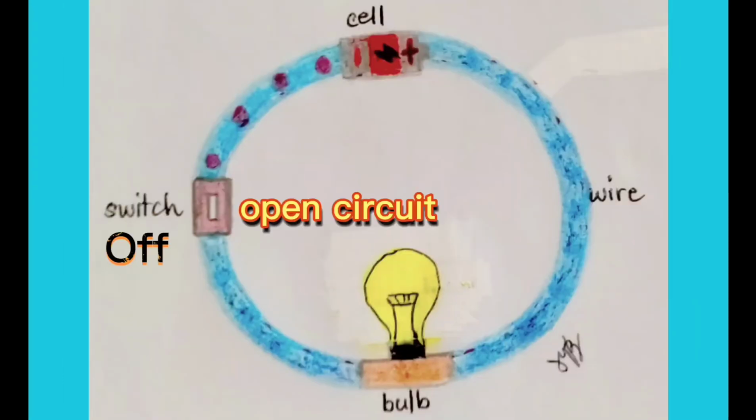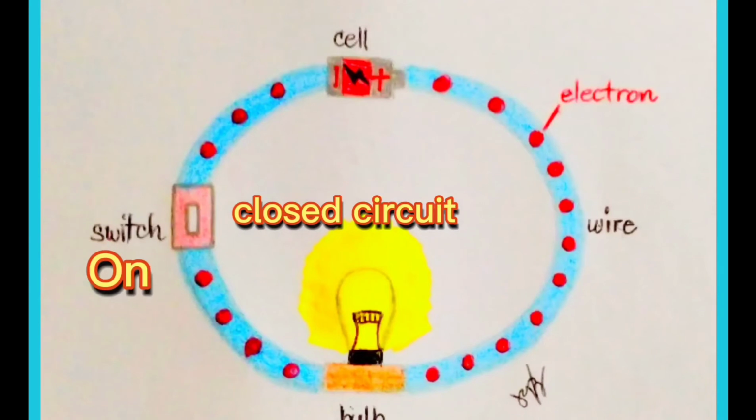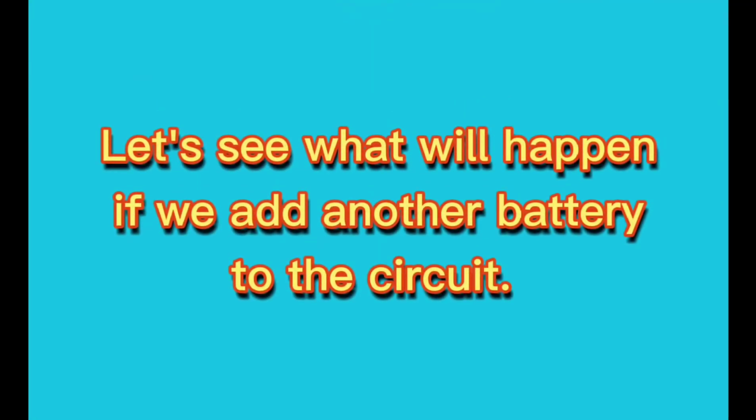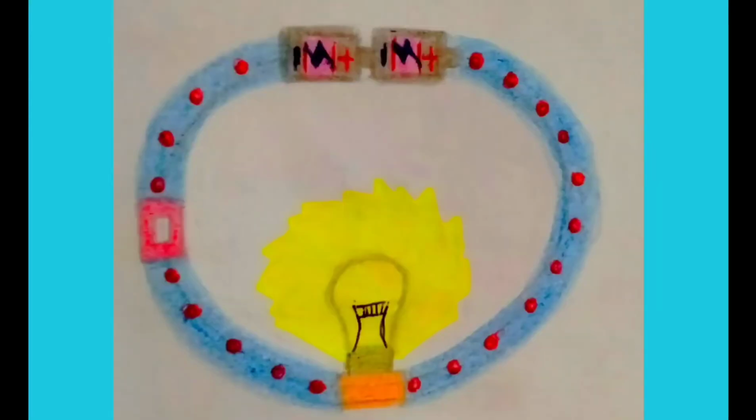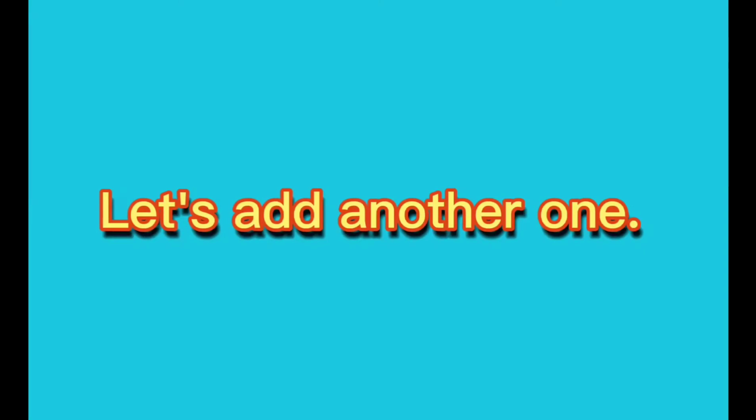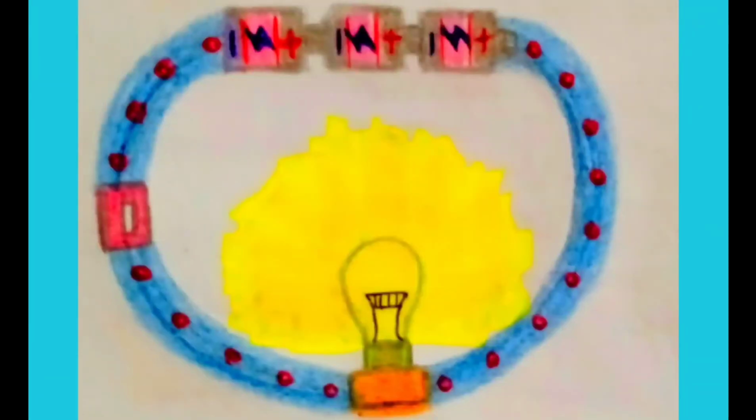When we turn on the switch, the circuit closes, which means electrons or current will continue to flow. And because of that, the light bulb will turn on and shine. Let's see what will happen if we add another battery to the circuit. Wow! The light was brighter. Let's add another one. Wow! It's amazing! It shines so bright!